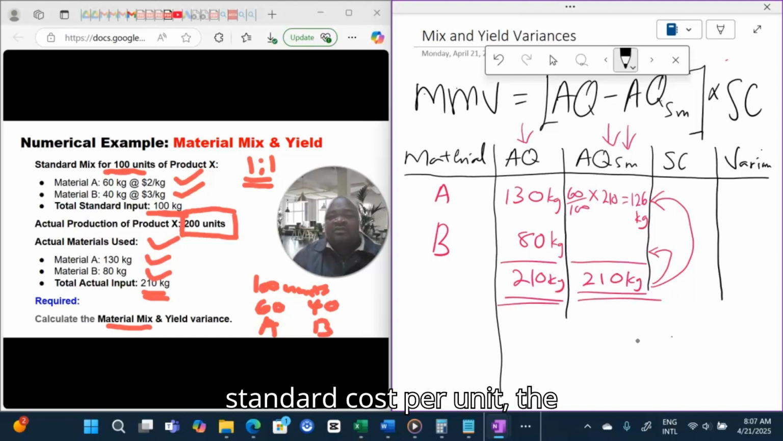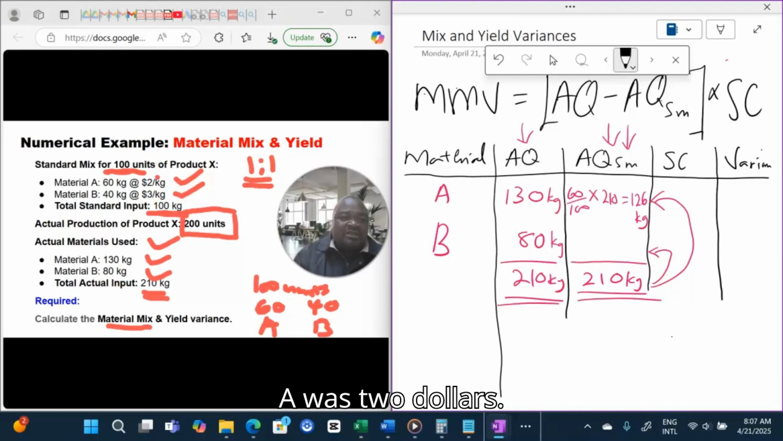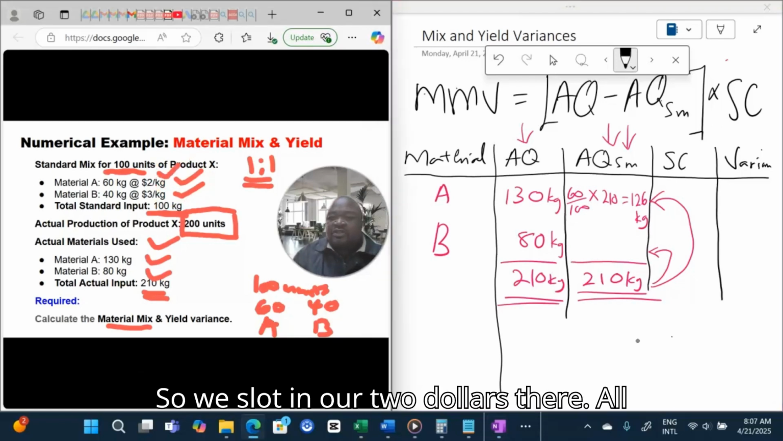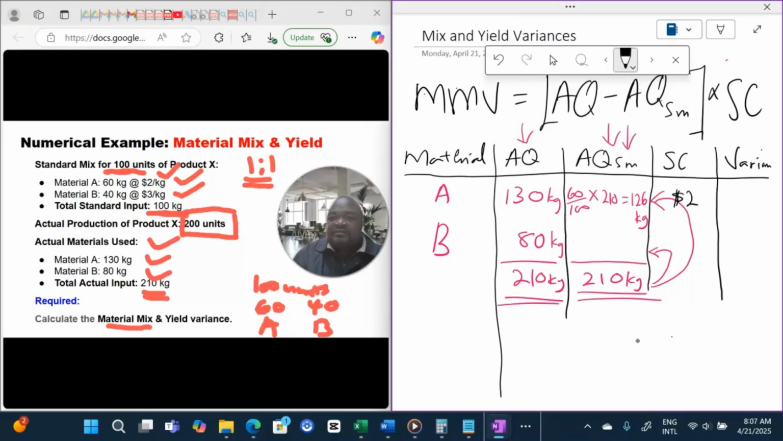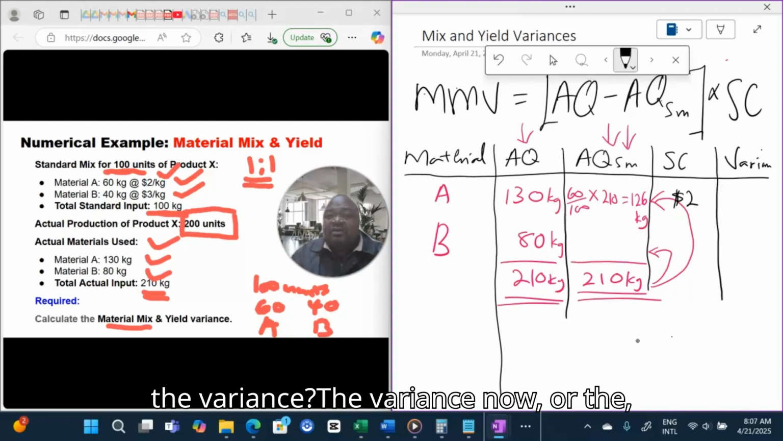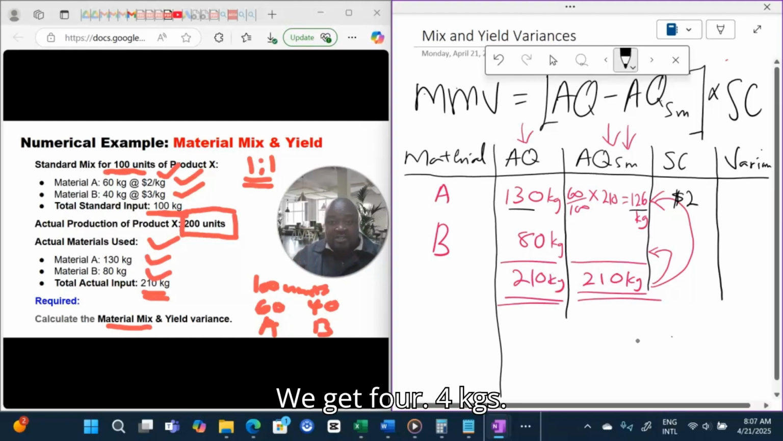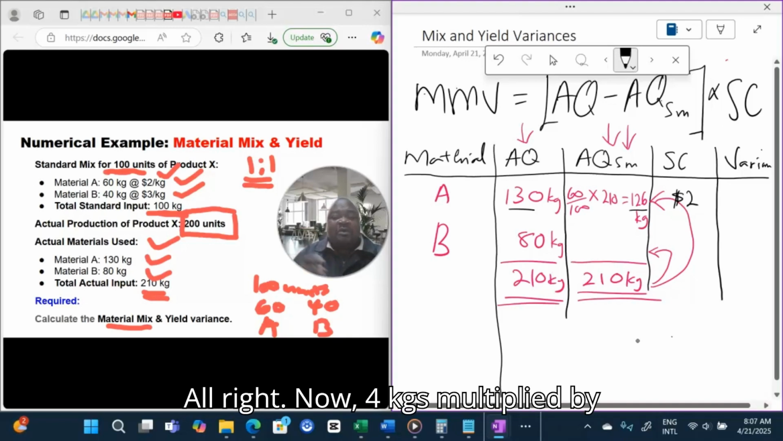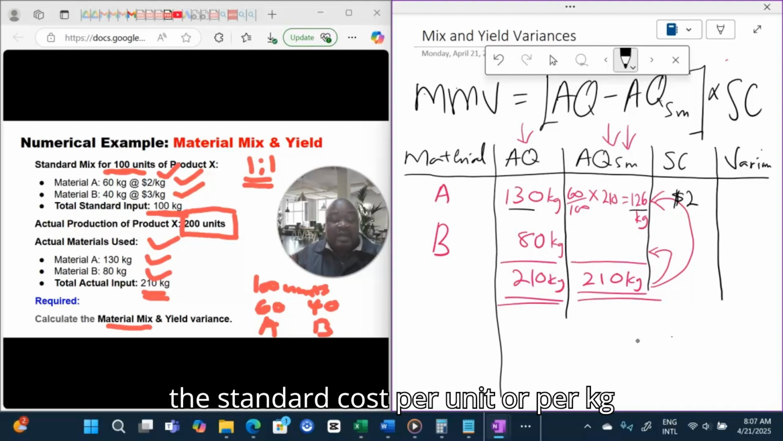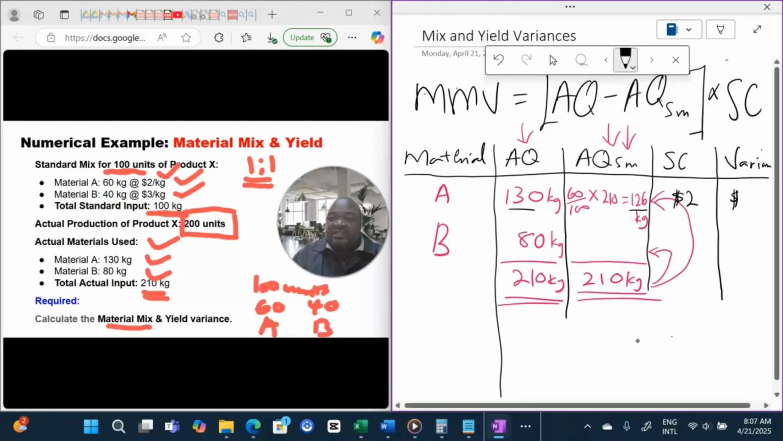So the standard cost per unit for material A was $2. So we slot in our $2 there, and we get the variance. First of all, we get the difference. The difference is 130 minus 126. We get 4 kgs. Now, 4 kgs multiplied by the standard cost per kg of $2, we are getting a variance of $8.